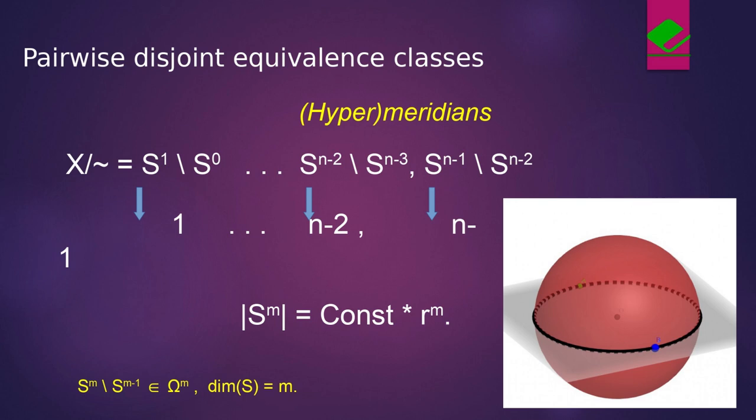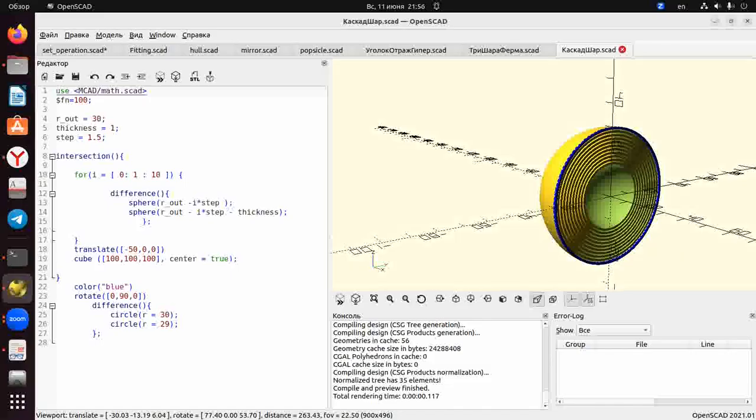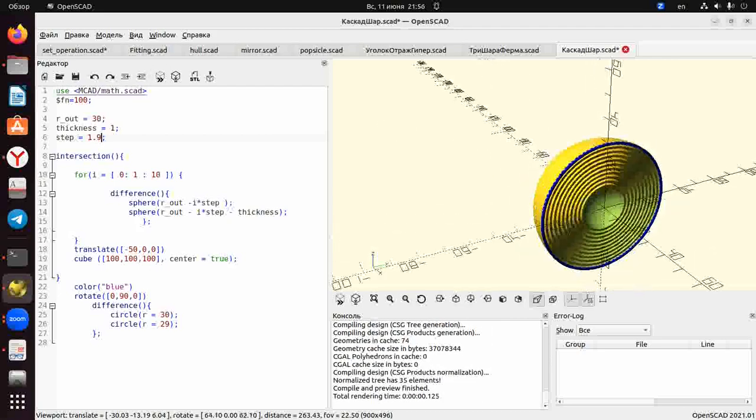As a result, we got acquainted with the sequence of geometrical elements on the sphere of dimension from 1 up to n-1. These are the so-called hypermeridians, which will be useful for us in the future. Let's continue the experiment with the cascade of spheres. This is the encompassing meridian. Let's try to change the step, for example. What happened? And this is the code that allows us to create this design.